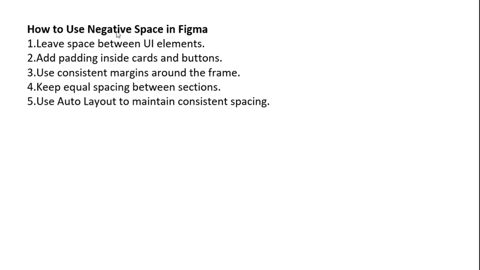How to use negative space in Figma: leave space between the UI elements, add padding inside cards and buttons, use a consistent margin around the frames, keep equal spacing between the sections, and use auto layout to maintain consistent spacing.